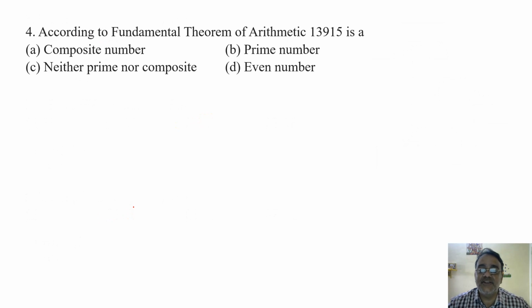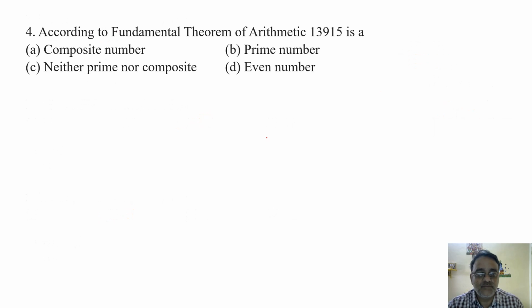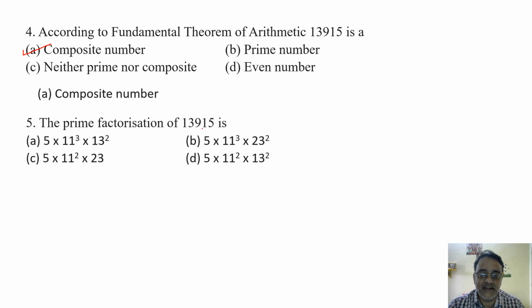According to the fundamental theorem of arithmetic, 13,915 is a dash. See, 13,915 we split into 5 into 2783. That means it is a product of two different numbers, so we can claim that it is a composite number. Right.